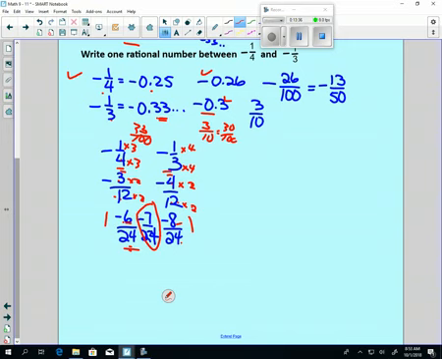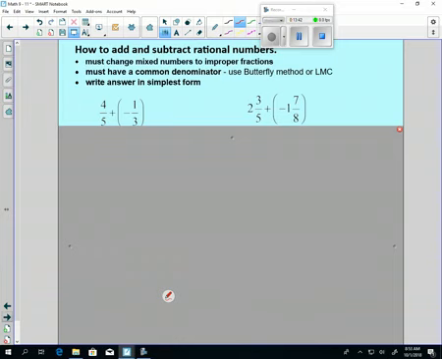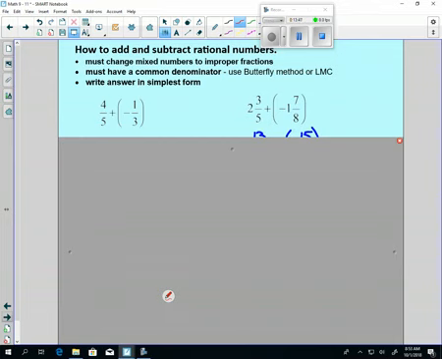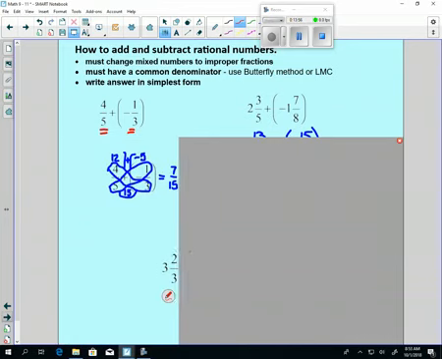You can either use a decimal method or you can do the fraction method. Adding and subtracting. Here we want to add 4/5 plus a negative 1/3. Remember, in order to add, we have to have a common denominator. So we can use the butterfly method.